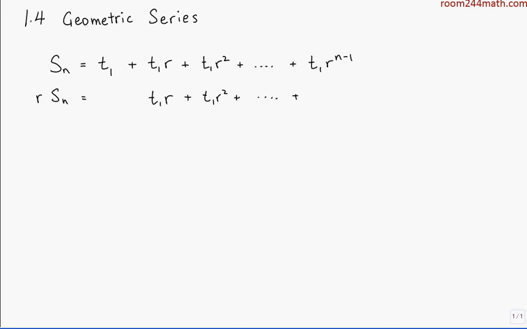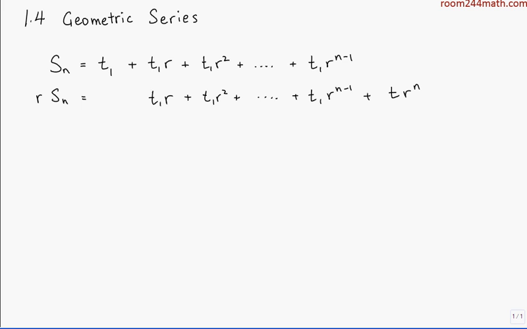The final term in the series is going to be t1 r to the n minus 1 times one more r, which is just going to increase the exponent by 1. So the one before that is going to look identical, and then the final one is just going to be t1r to the n. Now, what can you do with this?